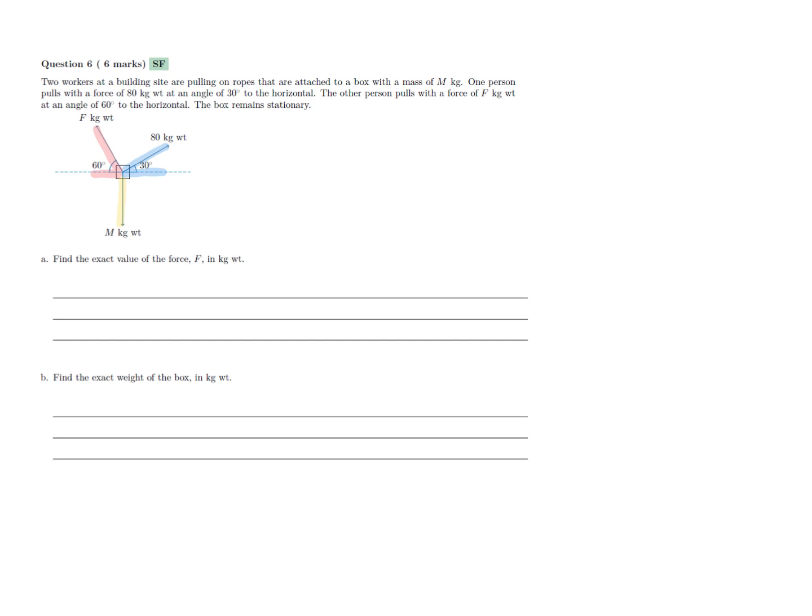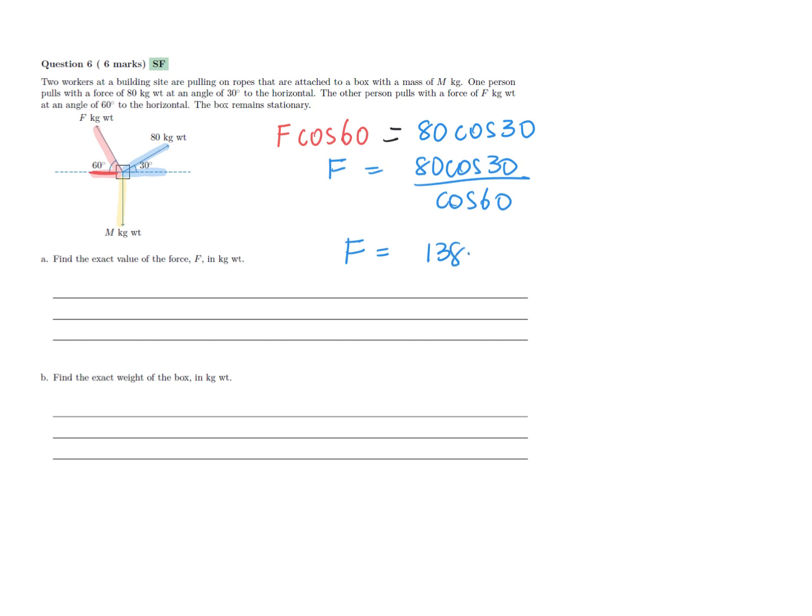So the horizontal component of the red force there, we're going to have F lots of cos 60. Remember that cos will give us this one here, and that's going to be equal to the blue one over here, which is 80 cos of 30. So F is just going to equal 80 cos 30 over cos 60. And we work that out. Force is 138.564 kilogram weight, or if you've done that using surds, exact values, 80 root 3 kilogram weight.